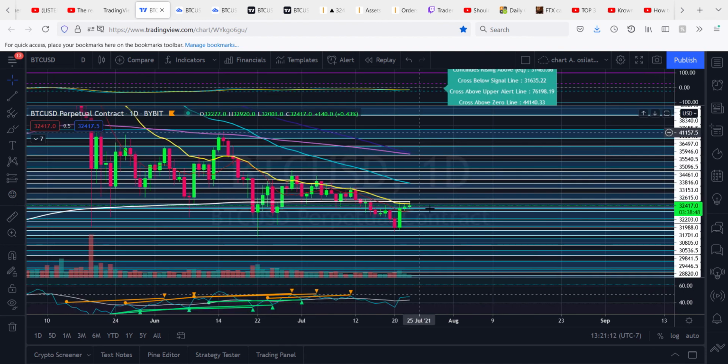TSI is just not doing anything, not giving the posture I want. So we're getting rejected by the 21 as we have been pretty much since mid-June. Basically I want a higher low here. I want a higher low, and keep in mind we are going into the weekend, so that's going to make everything that much harder to see the true picture.